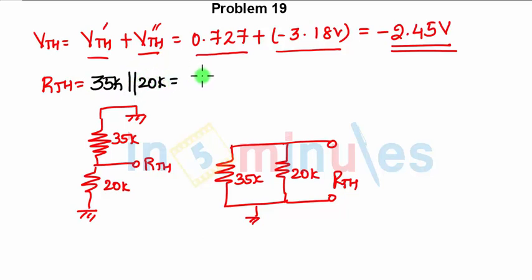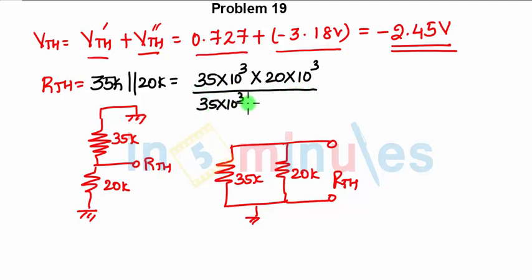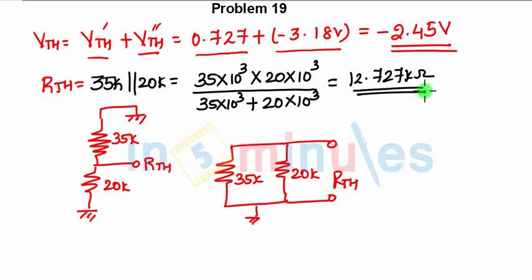How do we find 35 in parallel with 20? 35 into 10 raised to 3 multiplied by 20 into 10 raised to 3, whole divided by 35 into 10 raised to 3 plus 20 into 10 raised to 3. This will give you the value of RTH as 12.727 kilo ohms. Finally, you can show the diagram as a single voltage source in series with a resistance, RTH.